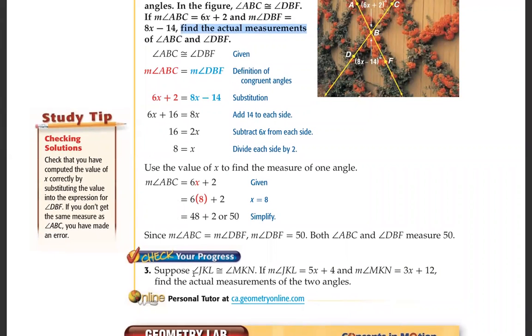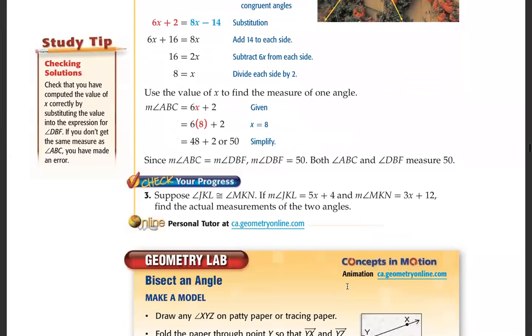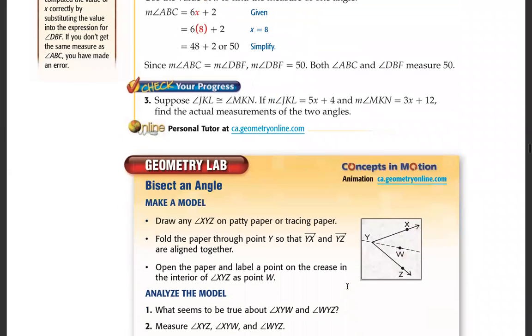Okay, here. Suppose angle JKL is congruent to angle MKN. If the measurement of angle JKL is 5x plus 4 and the measurement of angle MKN is 3x plus 12, find the actual measurements of the two angles. What will you do? First, we write the equation, following this one.